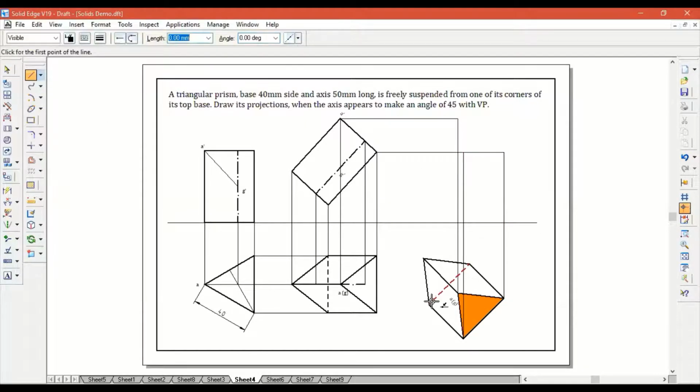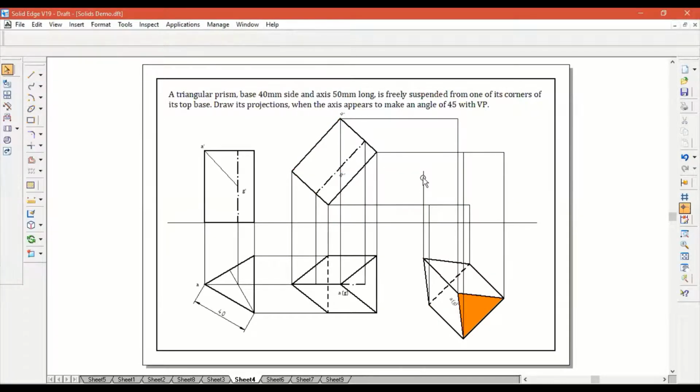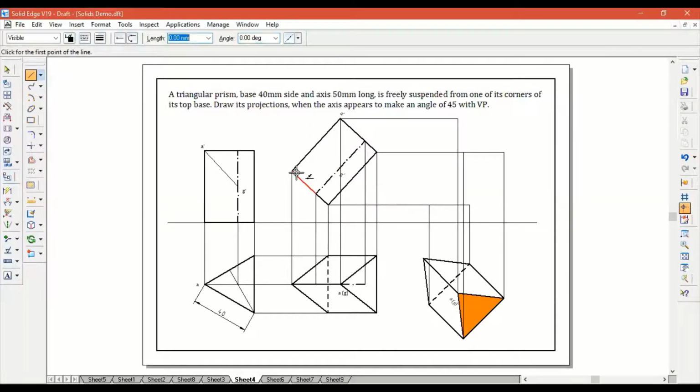Next, I mark the bottom base. Remember, the bottom base is over here. It's not going to touch the XY line or HP purely because the object has been freely suspended. The other end is here. They have to be either horizontal lines from the front view and vertical lines from the top view. If they are not, you are definitely going to make a mess of it somewhere or the other.